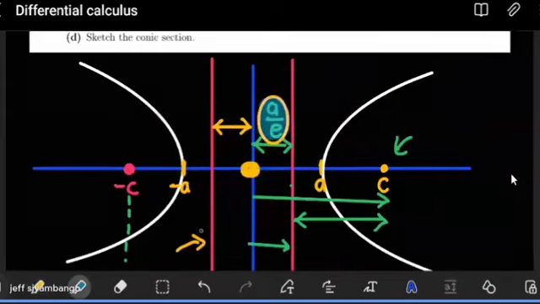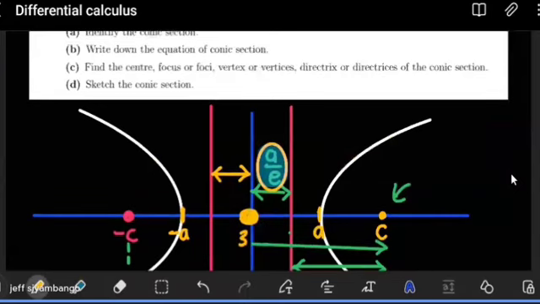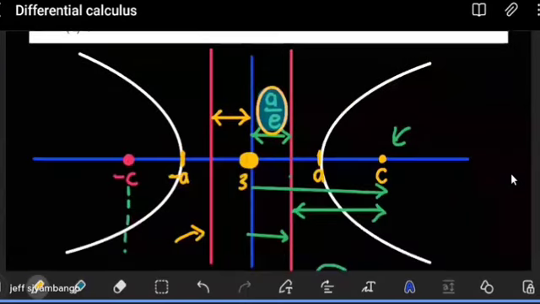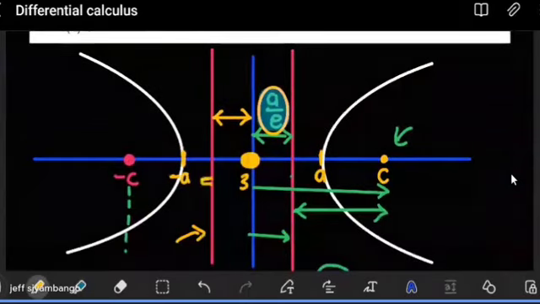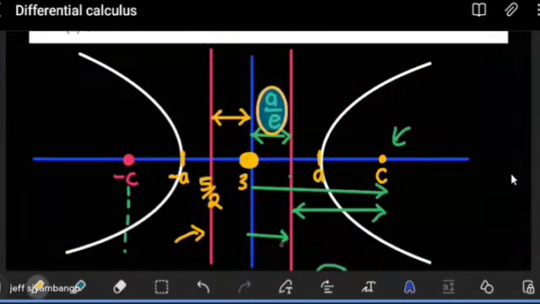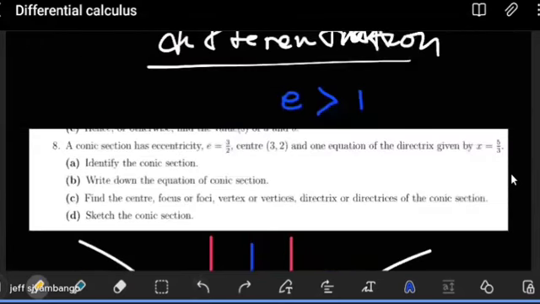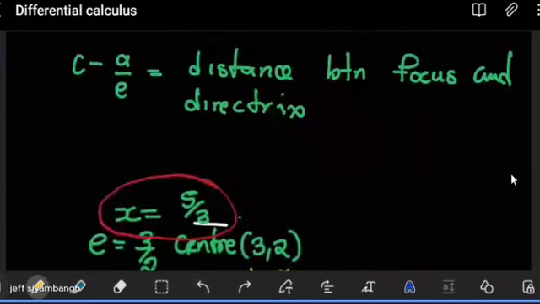But knowing that the center is at 3, yes, the center is at (3, 2), and the directrix is at 5 over 3, then we can subtract 3 minus 5 over 3, and it should be equal to that a over e difference. So this is what I'm using there. So that's e, yes, 5 over 3, that's okay.